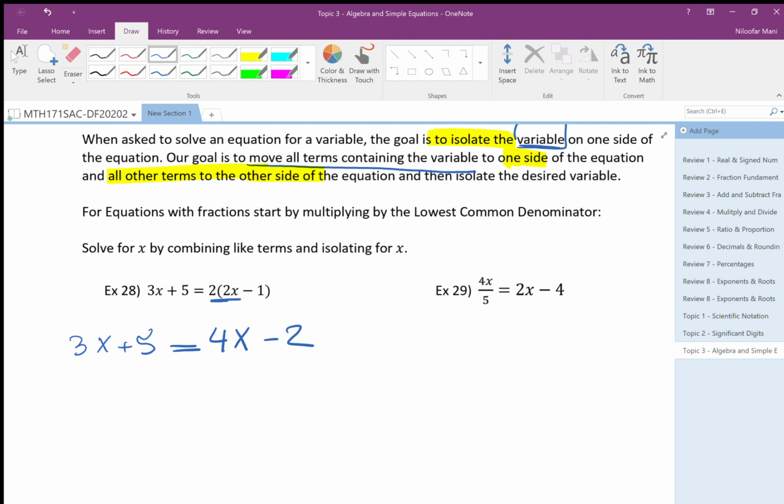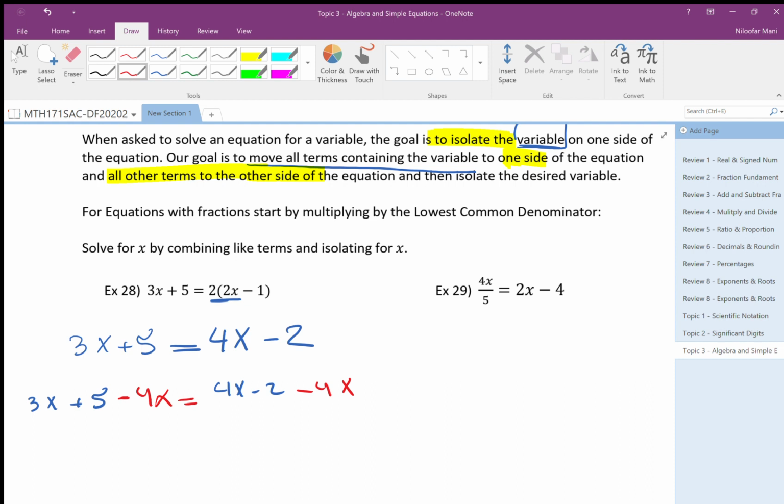I just want to remove 4x from the right side. So I do this: 3x plus 5 minus 4x equals 4x minus 2 minus 4x. What does this mean? I want to remove 4x from the right side, so I add minus 4x to both sides.